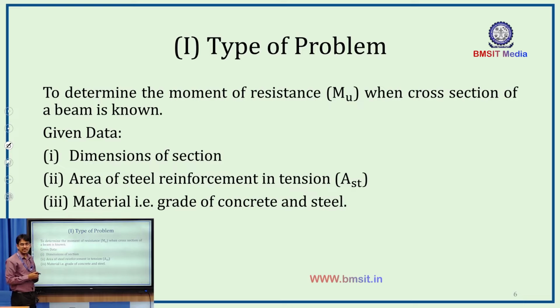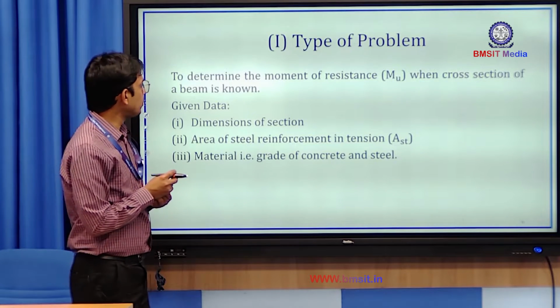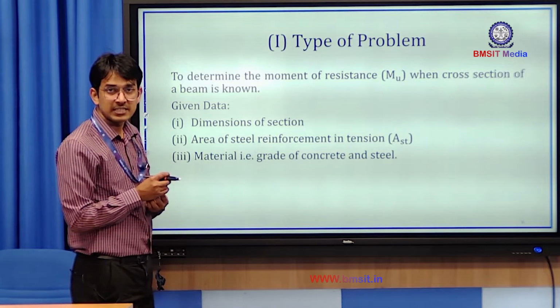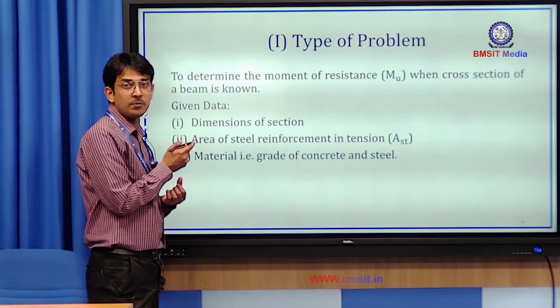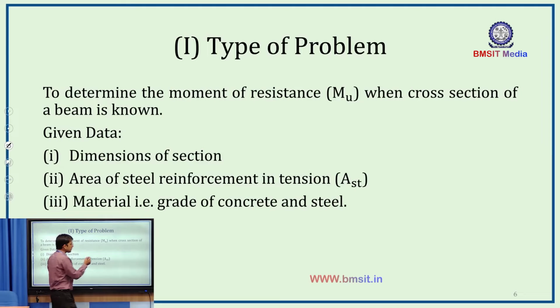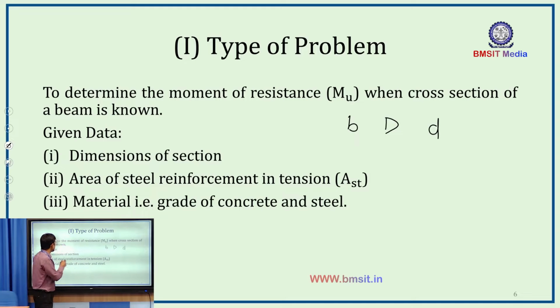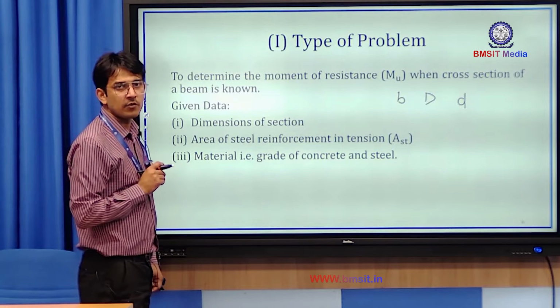So for the first type of problem, as I already told you, we have to calculate the moment of resistance. So what kind of information do you have in the question? The first one is the dimensions of the beam. If I am talking about the dimensions of the beam, then it means you have the width of the beam, or you have the capital D, that is the overall depth, or if effective cover is given to you, then you have the effective depth. So that is the dimensions of the beam. This is the first information which you require for the calculation of moment of resistance.